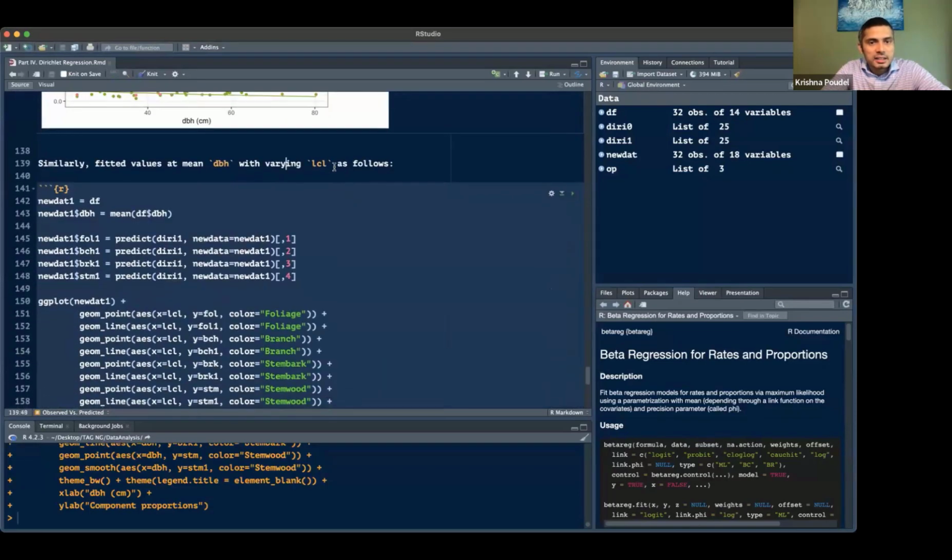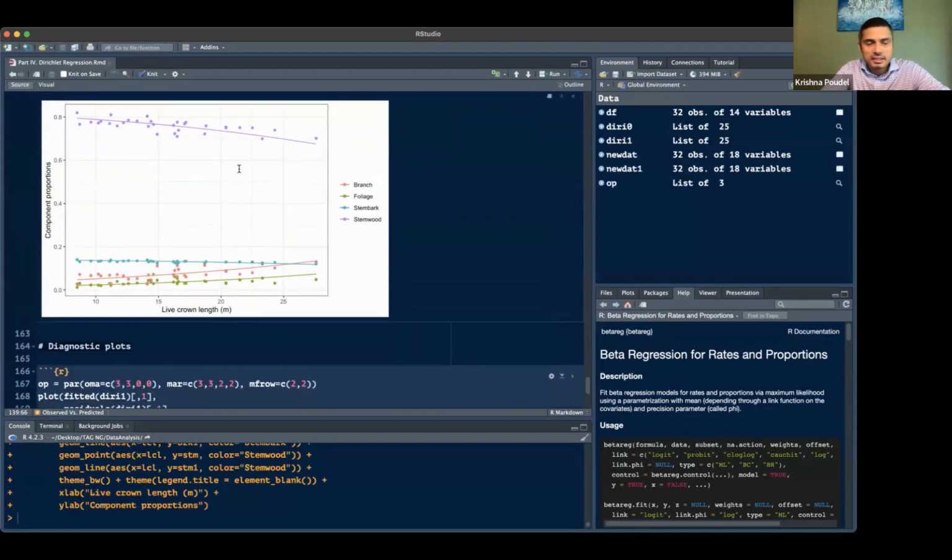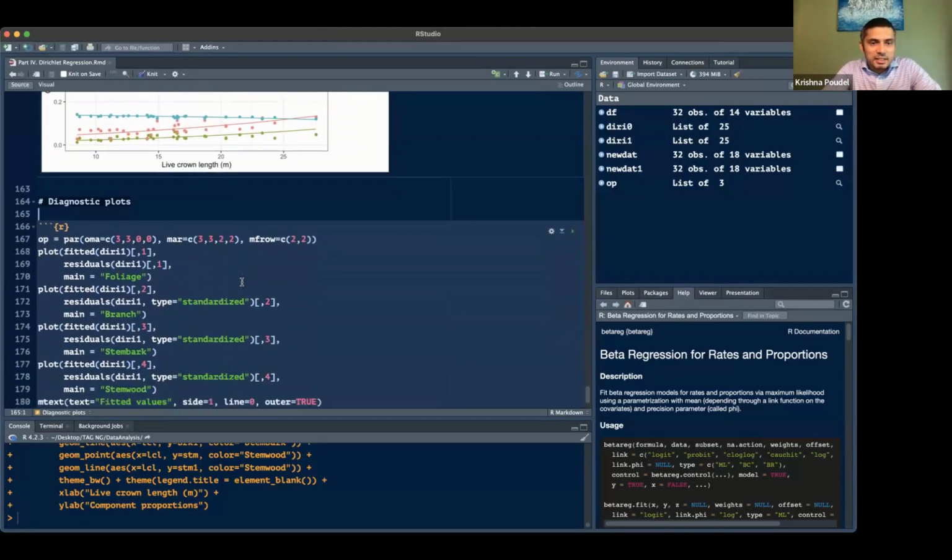Now, instead of fixing live crown length, we are fixing DBH and then changing live crown length, and then plot that. Now we see this declining trend on stem and increasing in other. The other thing to note is these are components. So if one increases, then the other has to decrease, right? Because there is only 100%. If one is 99%, and it increases to 100%, then the other will be 0. So they will be negatively correlated.